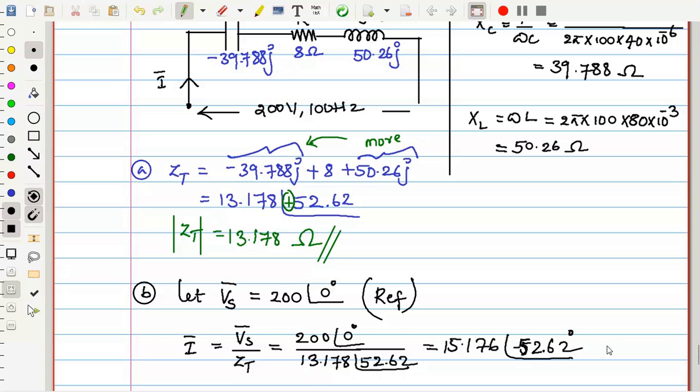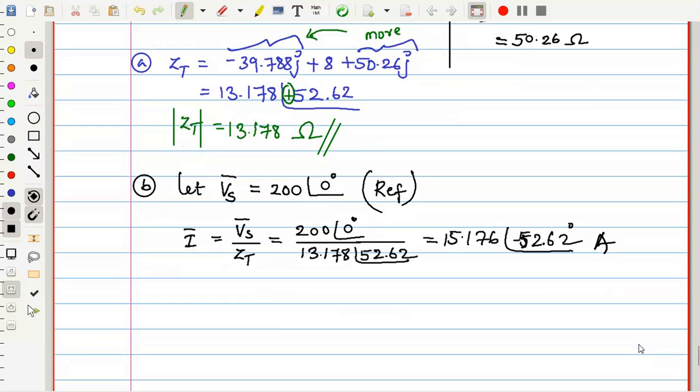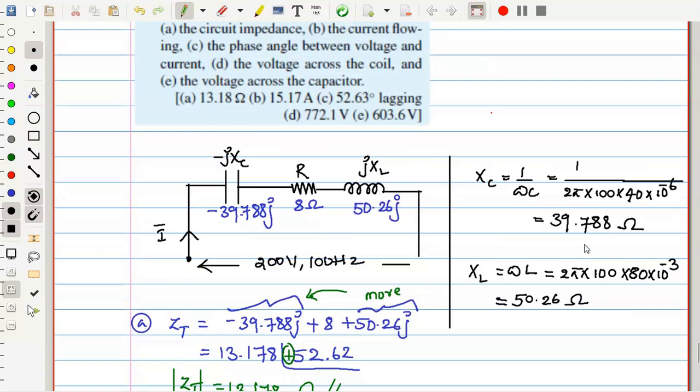Clear? So amperes. But in general what we need is current, which is the RMS value of the current. So the magnitude of the current is equal to 15.176 amperes. Why I am putting the phasor is that later somebody may ask how much is the angle difference between voltage and current. That's why I put everything in phasor form like this, so that I'll get the next answer also readily.